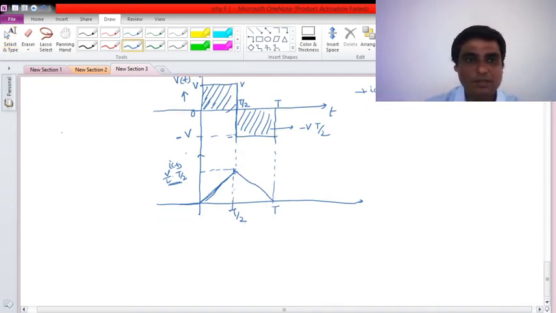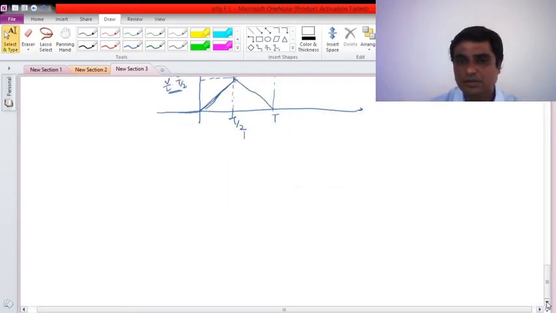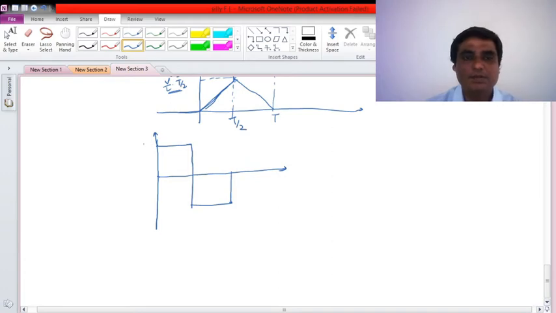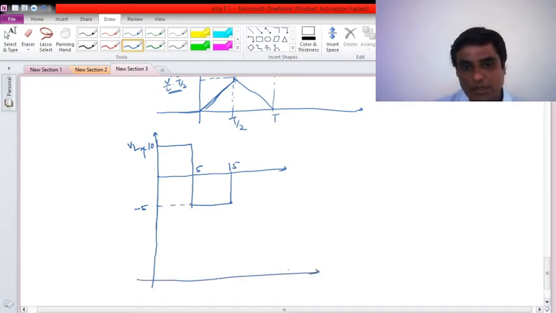Again, another example. Let us take the same but with a change in the duration. Suppose I have applied a square wave across the inductor. Let's say this value is 10, this value is 5, this value is say 15, and suppose this value is minus 5. How will be the behavior of current through the inductor?